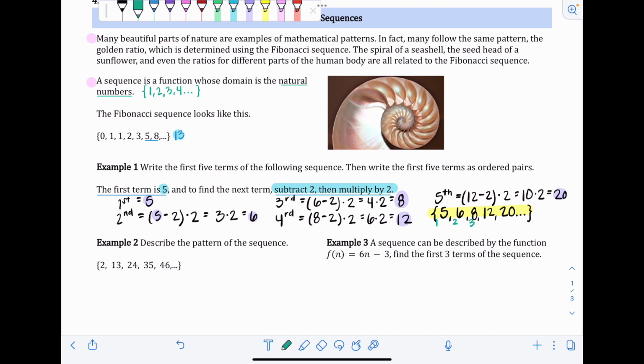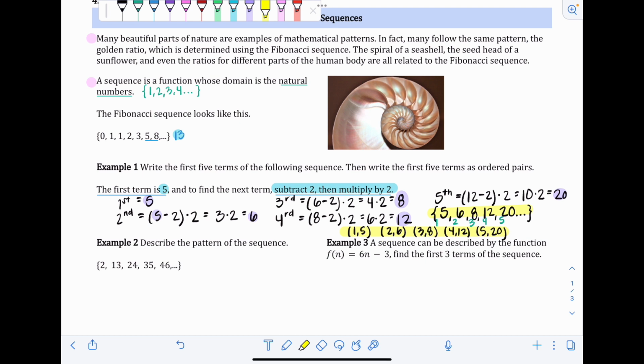The next one is term 4, the actual term value, the output, is 12, and then the next one is term 5, and the actual value or the output is 20. So that's how we're going to write our points. For our ordered pairs, it'll be (1, 5), because the first term is 5, and then (2, 6), because the second term is 6, and then (3, 8), because the third term is 8, and then (4, 12), because the fourth term is 12, and then (5, 20), because the fifth term is 20.